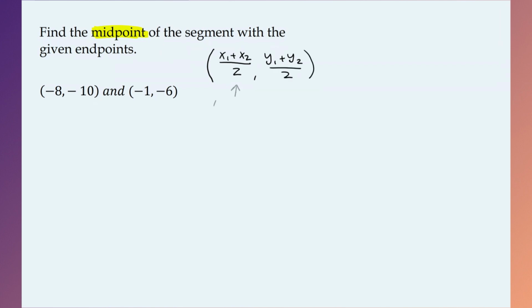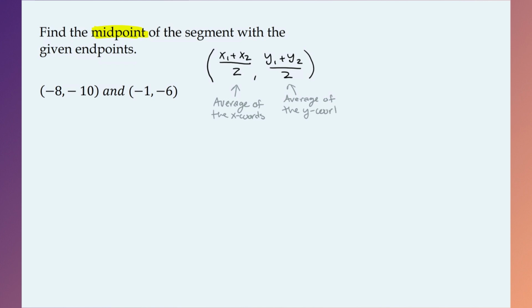What these are essentially telling us is we're finding the average of our x coordinates and average of our y coordinates. Remember that average means we're adding up the items and dividing by that number of items, in which this case is we have 2 because there's 2 endpoints.